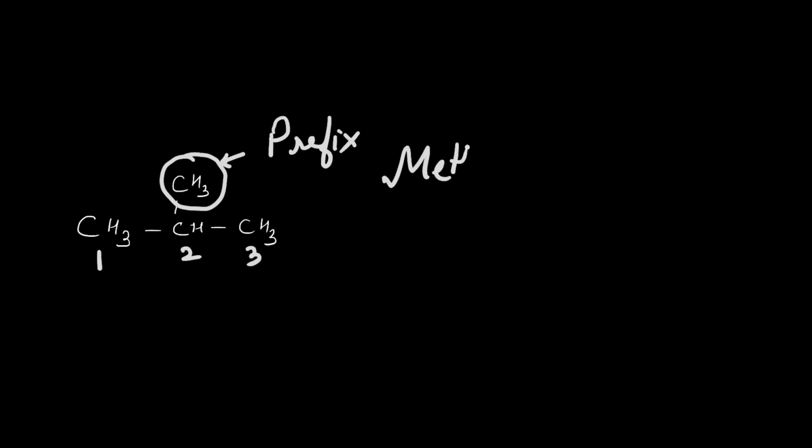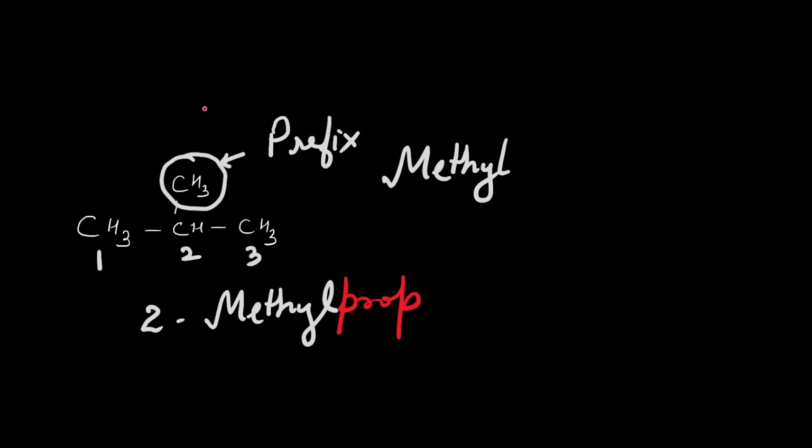Why methyl? Because it is made up of only one carbon atom. If it is made up of two carbon atoms, it will be ethyl, made up of three, propyl, but right now we have only one carbon atom, so I will call this a methyl. On the second position, we have a methyl. This is coming in the prefix, so I am writing the prefix part. Word root is prop, and all single bonds are there. The primary suffix is ane, so it is 2-methylpropane.